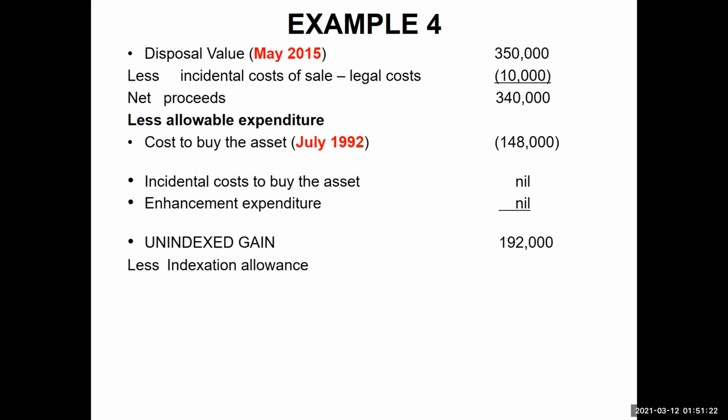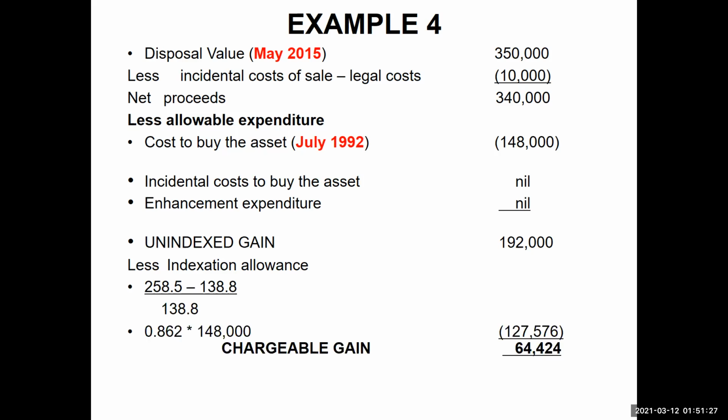We deal with our indexation allowance, easy to calculate, right? So we get it against the cost of 148,000, and then we get 127 as indexation allowance. Subtract it from the 192, and we get the chargeable gain of 64,424. That's the chargeable gain. Typically, this is what will work.